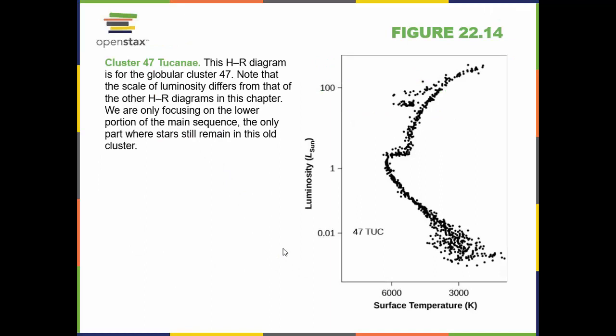So this is the HR diagram for globular cluster 47 Tucanae, and note that the scale of luminosity differs from that of the other diagrams in the chapter. So we are focusing only on the lower portion of the main sequence and the part where the stars remain in this old cluster. So note this only goes up to a luminosity of about 100 times that of the Sun and surface temperatures around 3,000 to 6,000 kelvin.